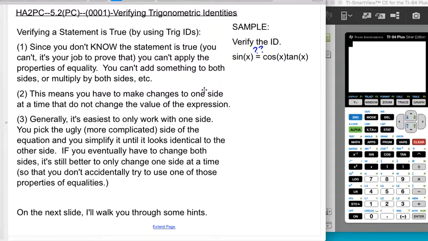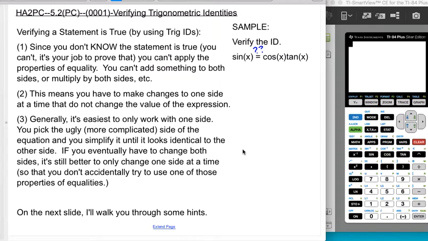For instance, you could multiply the left-hand side by 2 over 2, because that's multiplying by 1, which does not change the value of the side. But you can't add 2 to both sides, or multiply both sides by 2, because that would change the value of both sides. Generally the easiest way to do this is to pick the more complicated, the uglier side first, and see if you can simplify it until it looks like the other side.